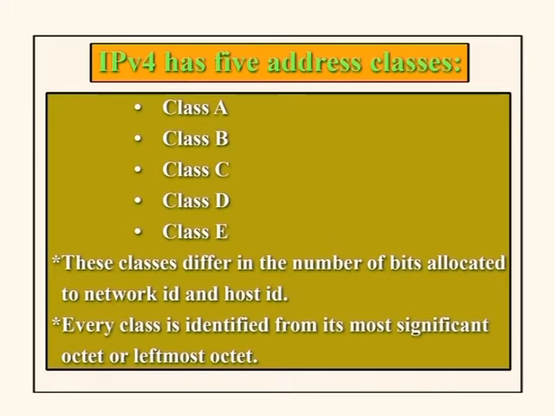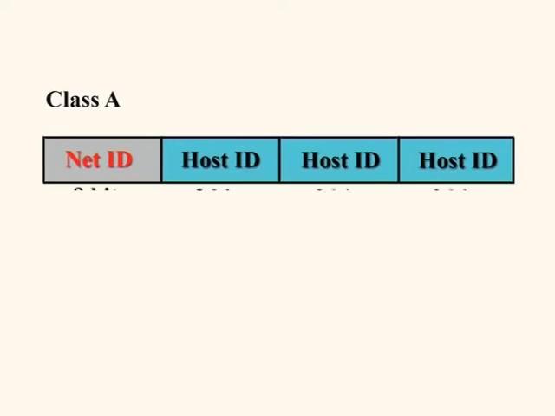IPv4 has 5 address classes: class A, class B, class C, class D and class E. These classes differ in the number of bits allocated to the network ID and host ID. Every class is identified from its most significant octet or leftmost octet. Class A. In class A, the IP address leftmost or most significant octet is used as network ID as shown on the screen.